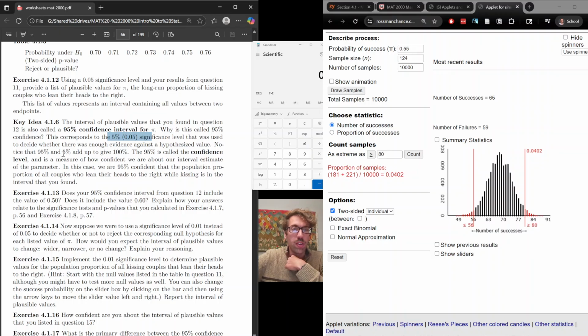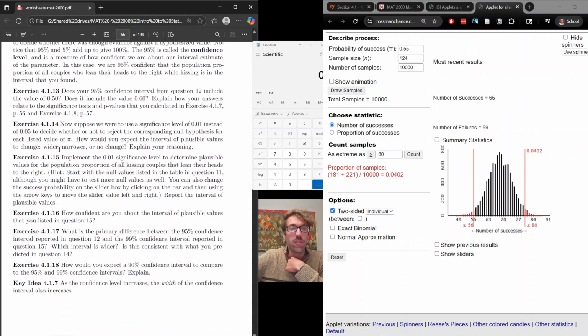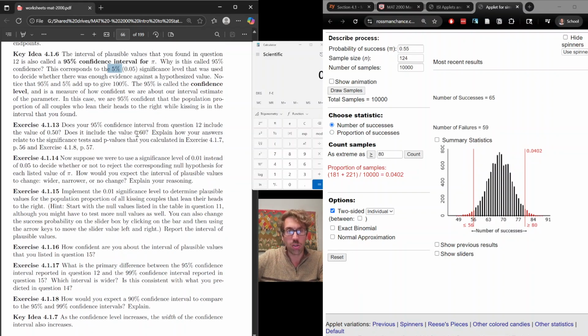So notice that 95% and 5% add up to 100. That's by design. So 95% is called the confidence level. The 5% is called the significance level. Okay. So does your 95% confidence interval from question 12 include the value 0.5? Does it include the value 0.6? Explain how your answers relate to the significance test and p-values that you can calculate. So make sure that you are doing this part in this question, explaining how your answers relate to the significance.